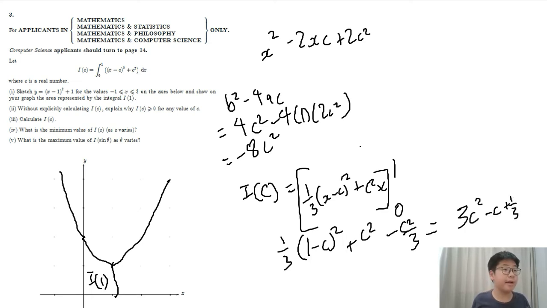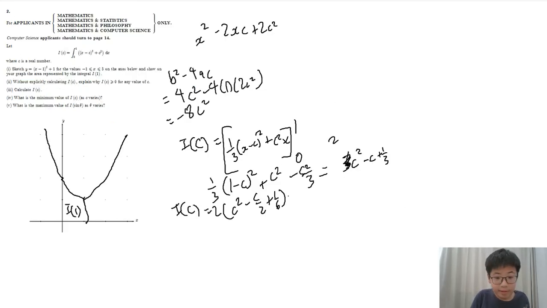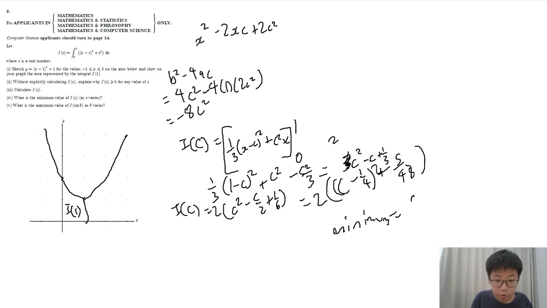Great. So what is the maximum value of IC? The maximum value of IC, let's just complete the square. IC equals 2 times (c squared minus c over 2) plus 1 over 6. This is a 2, by the way. Can't even scroll. This is much better. Equals 2 times (c minus a quarter) squared plus 5 over 48. So this means that the minimum equals 5 over 24.